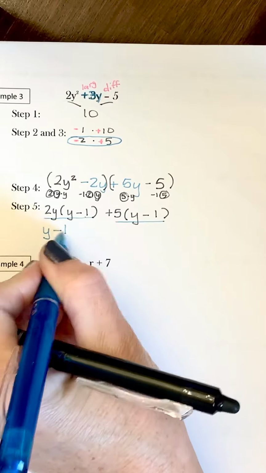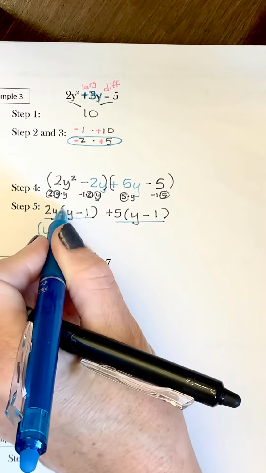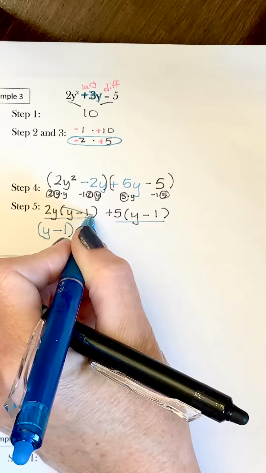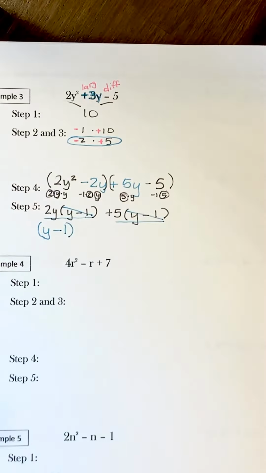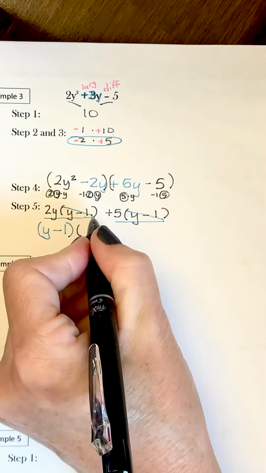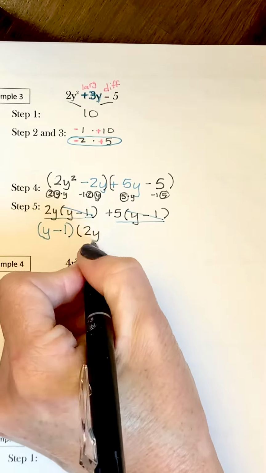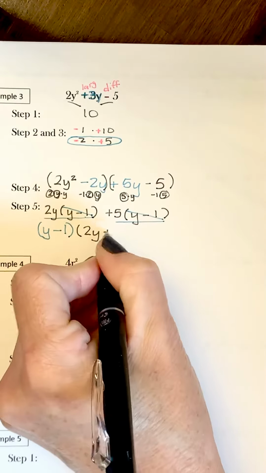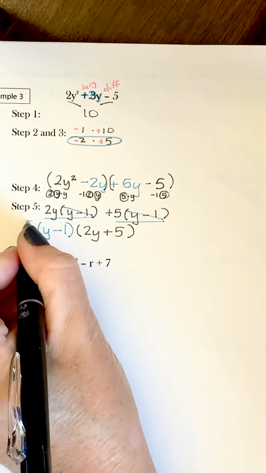I can factor out the y minus 1, or in other words, take out the y minus 1 from the first group. And whenever I do take it out of the first group, I'm left with a 2y. When I take it out of the second group, I'm left with a +5.